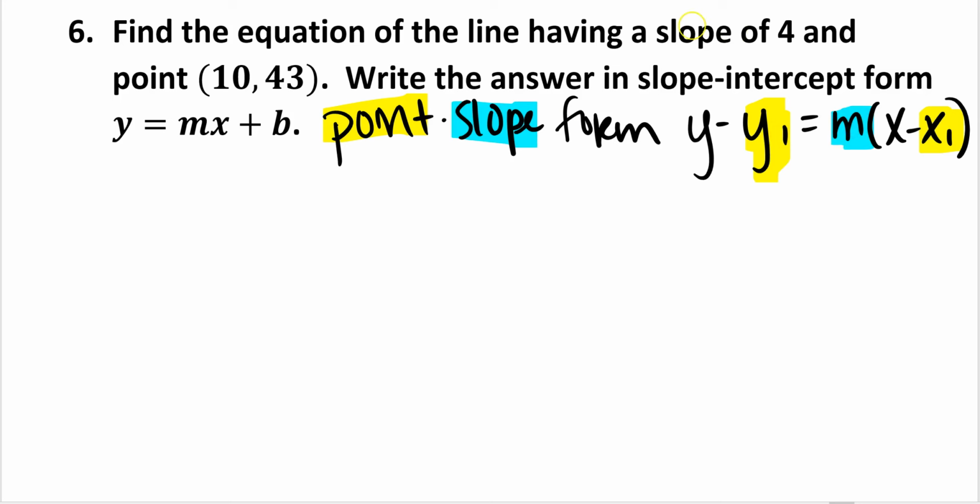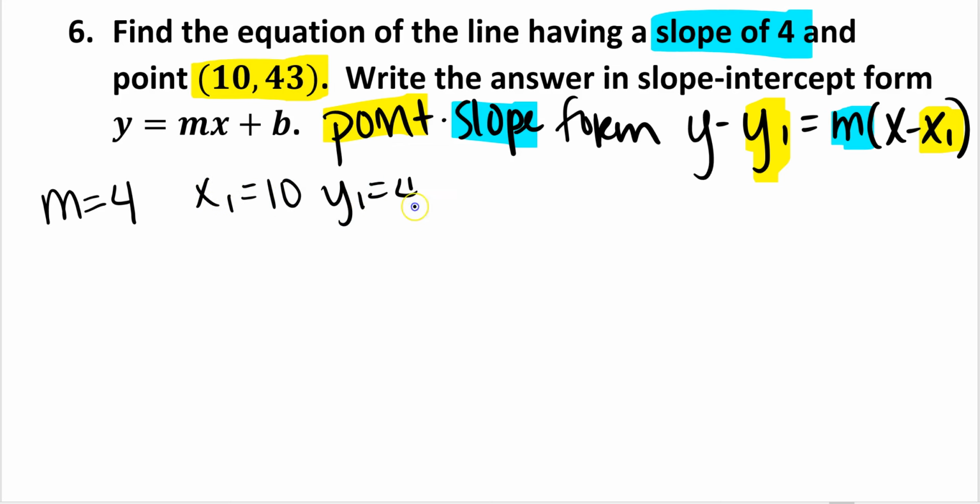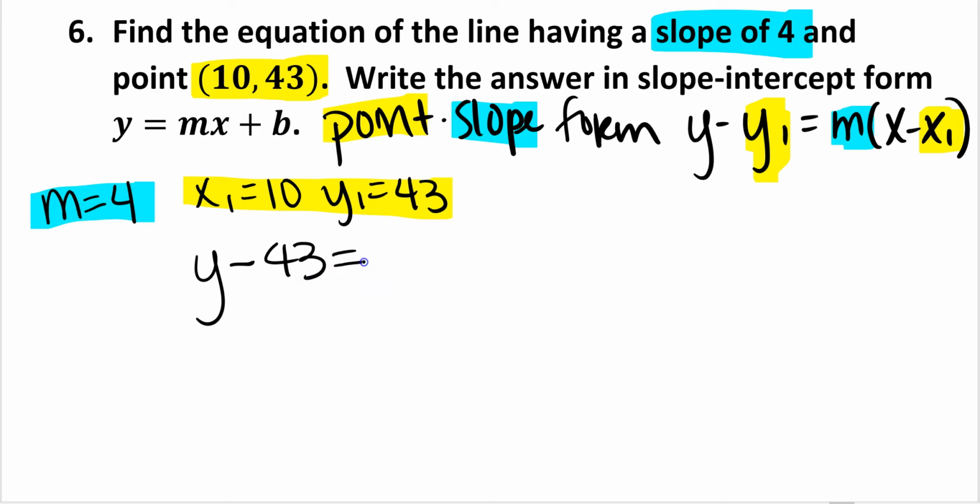So for this problem, the slope that we're going to plug in, m, is going to equal 4, and then the point that's given is 10, 43. So that means that x1 will equal 10 and y1 will equal 43. Alright, so let's plug in this information. So we have y minus y1, which is 43, equals m, which is 4, times x minus x1, which is 10. And now we want to write the final answer into slope-intercept form.